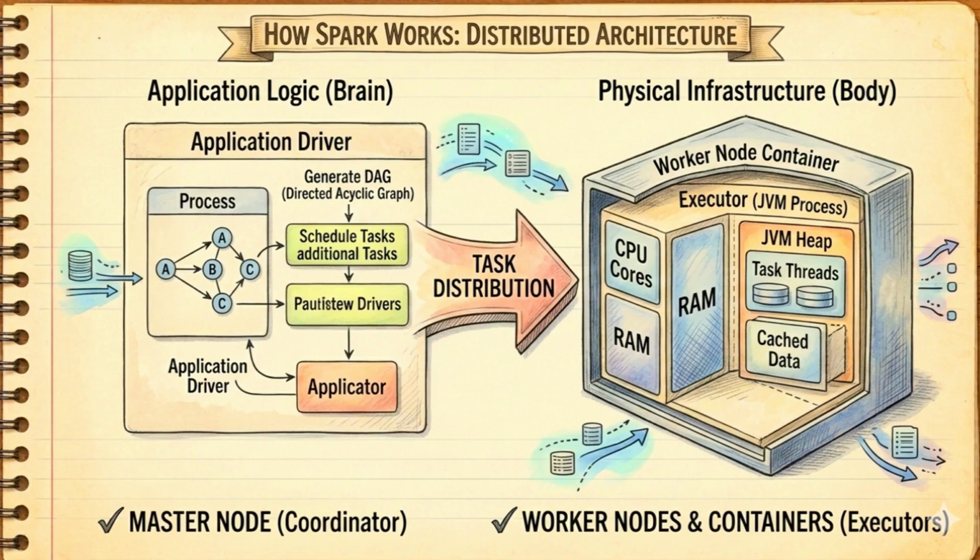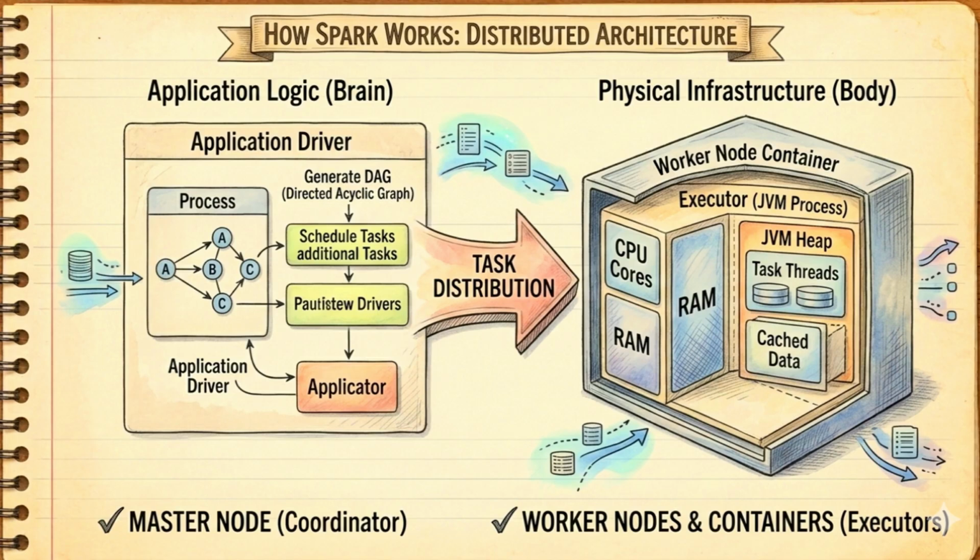One is the brain and the other one is the body. The brain represents the application logic, the intelligence that decides what computations happen. The body represents the physical machines that actually perform them. At the center of the brain is the driver program, often called the Spark driver. This driver is responsible for reading the user's code and translating it into a sequence of operations that Spark can execute. When a Spark program starts, the driver analyzes the operations written by the developer and converts them into a directed acyclic graph, commonly known as a DAG.